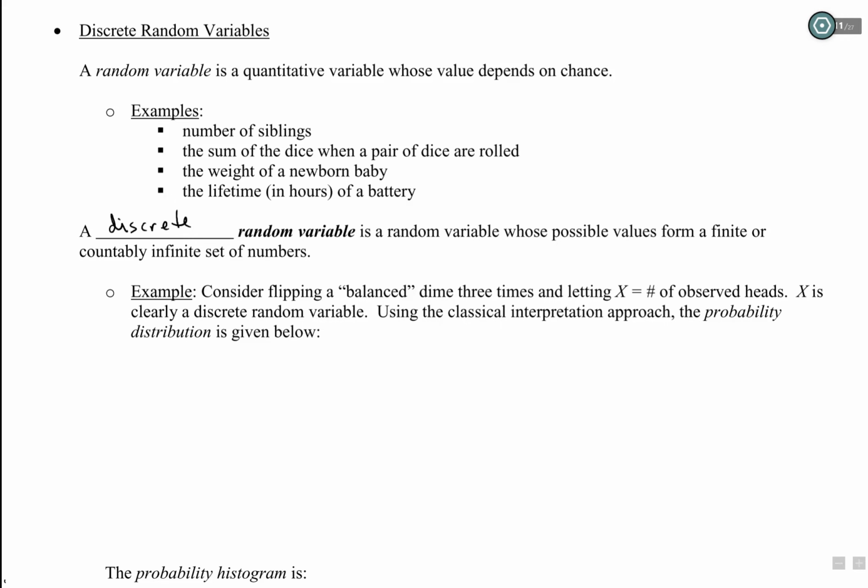Here are examples: the number of siblings a person has, the sum of the dice when a pair of dice are rolled, the weight of a newborn baby, the lifetime of a battery. These last two are continuous variables, and these first two are discrete random variable examples. We're going to focus on discrete random variables and also look at how probability plays a role in this situation. So let's look at this through the lens of an example.